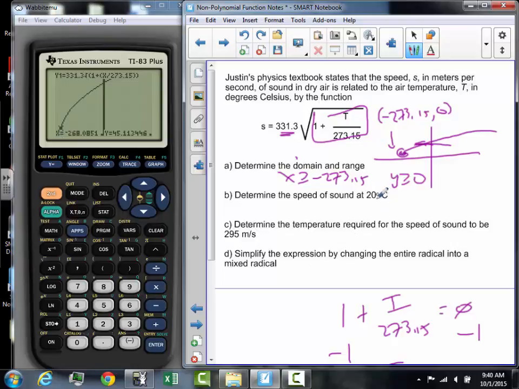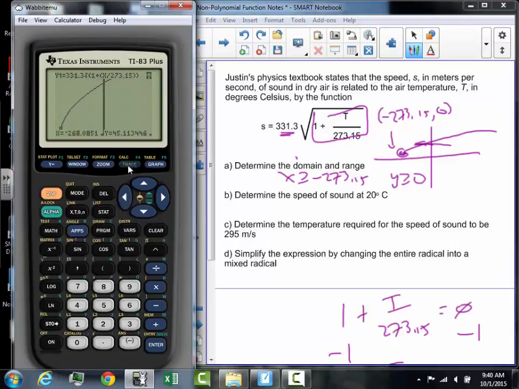How can I find the speed of sound at 20 degrees Celsius? What do I do? What calculator tools do I use? Second, calculate the value when x is 20. How do I determine the temperature required for the sound to be 295? Y equals 295. Graph the thing and find where it intersects.